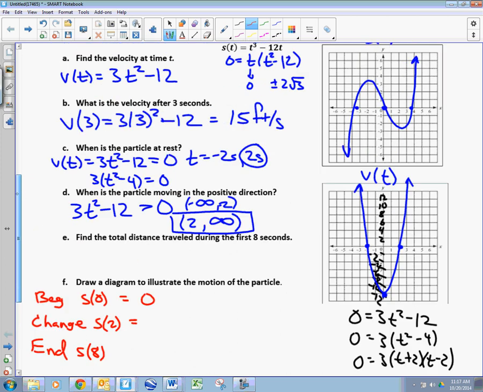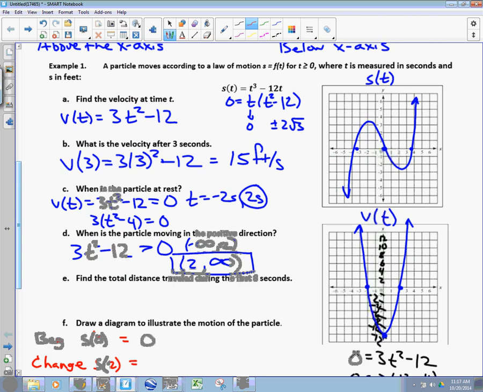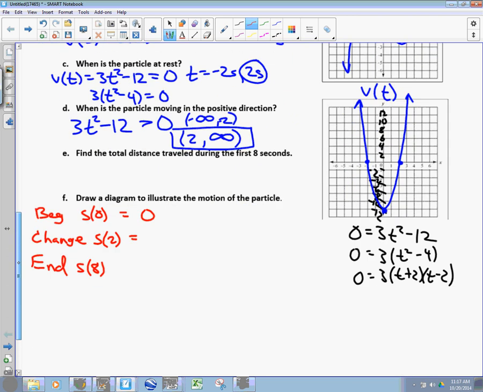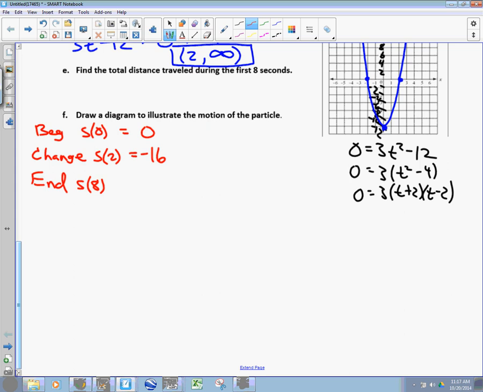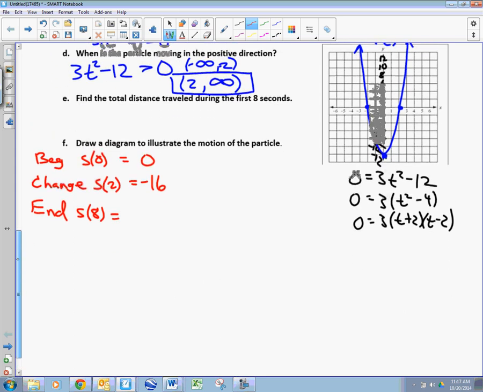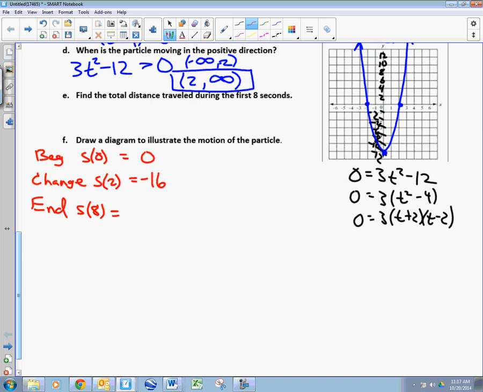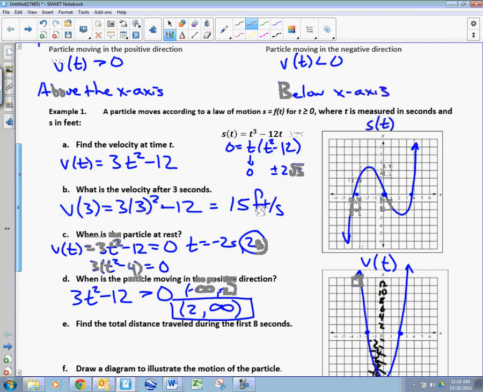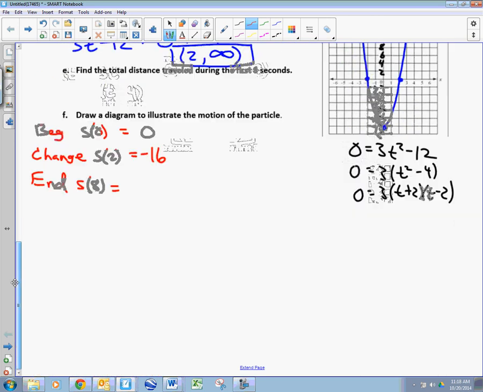Let's plug in 2. What is 2 to the third? 8 minus 12 times 2? So negative 16. Now, from 2 to 8, am I traveling in the positive direction or negative direction? Positive. So we don't know whether the answer will be positive or negative, but it should be greater than negative 16, because now I'm traveling back to the right. So we'll see what happens here. S of 8. Let's plug in 8. 416.